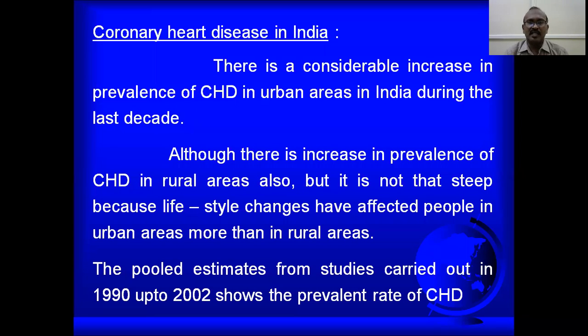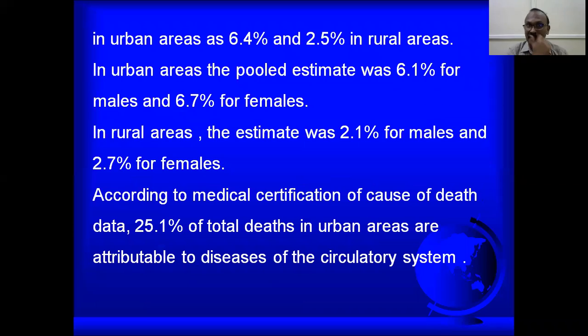The pooled estimates from studies carried out from 1990 up to 2002 show the prevalence rate of CHD in urban areas as 6.4% and 2.5% in rural areas. So what we are given to understand is that the prevalence of coronary heart disease is 6.4% in urban areas and 2.5% in rural areas. It means it is more in urban areas compared to rural areas, as we had discussed earlier.